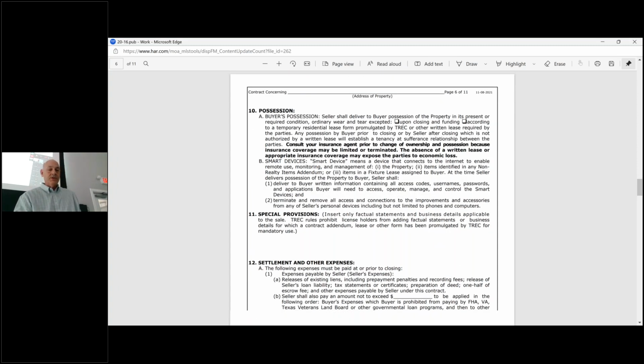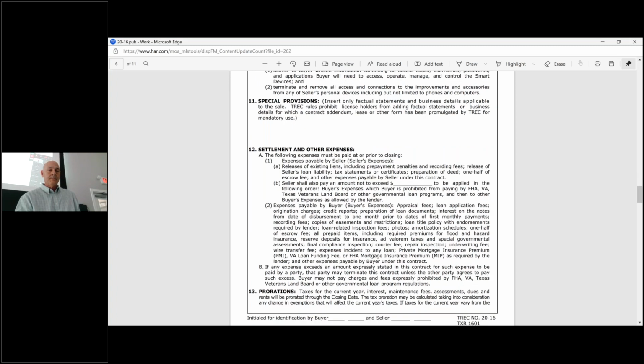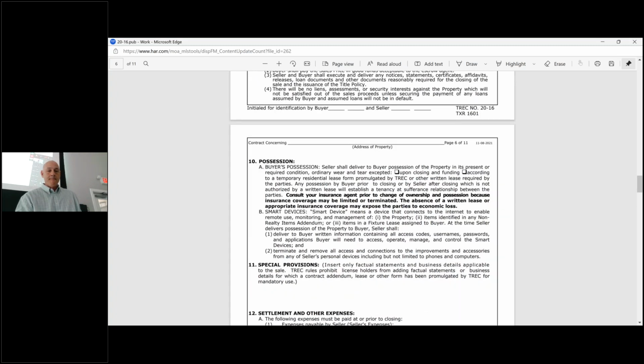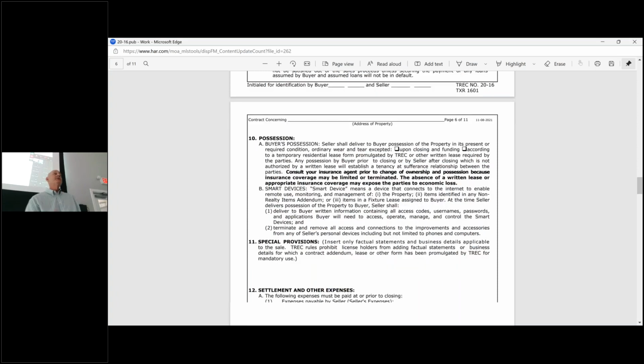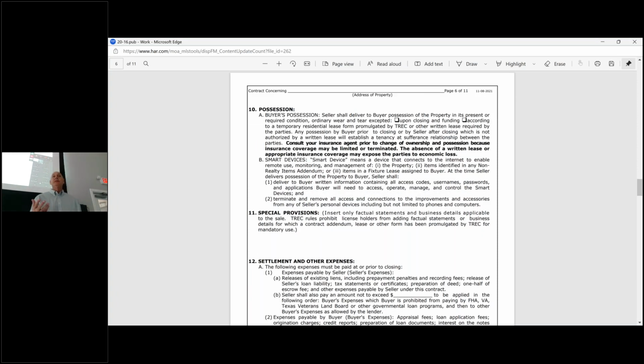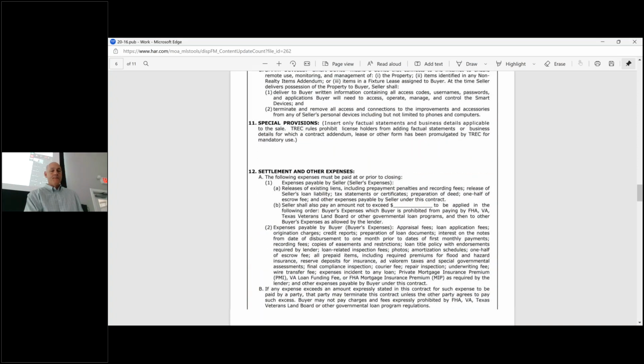Possession, special provisions. Possession upon funding, or if it's going to be by separate lease, if the buyer's going to move in earlier, or the seller's going to stay after closing. Yep. About special provisions.